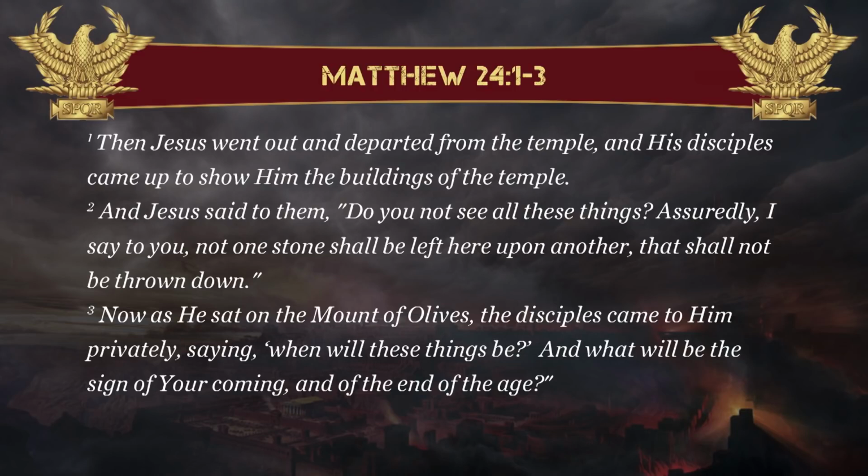"And what will be the sign of your coming and of the end of the age or the end of the world?" So they're saying, what is the sign of the destruction of the temple, and what will be the sign of the end of the age and your coming? Now, the disciples understood that both of these events would happen at the same time. Jesus understood that they would not happen at the same time.